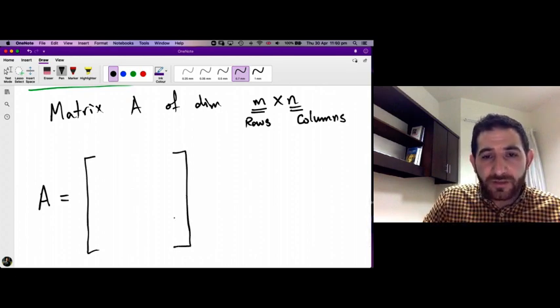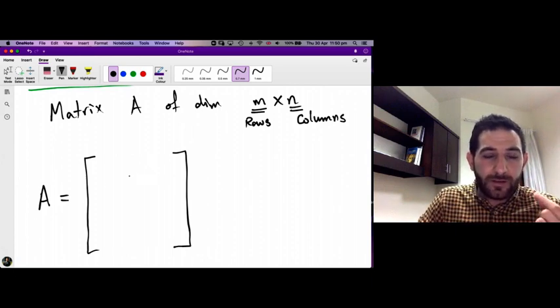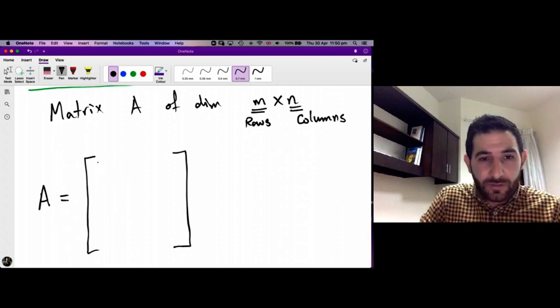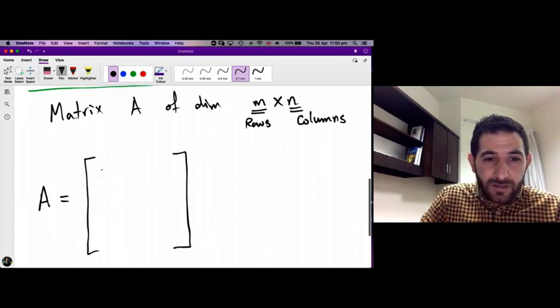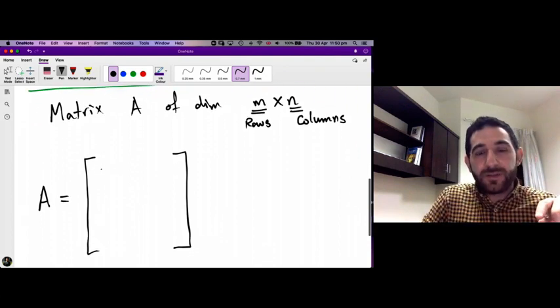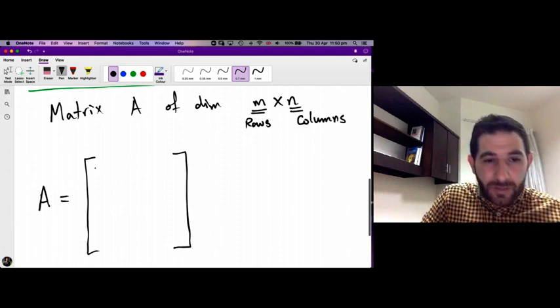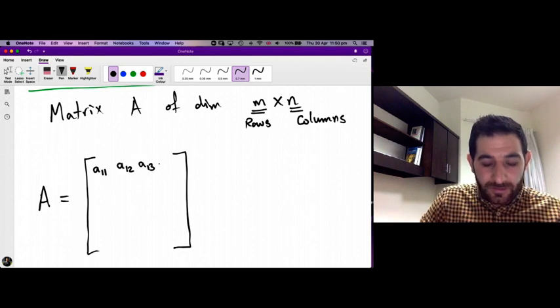So I'm introducing the general notation. We use the small letter a to represent the entries. We call the elements inside the matrix the entries of the matrix. Now look at the first row. We will represent the first element of the first row by a11, and then a12, and then a13, and so on.